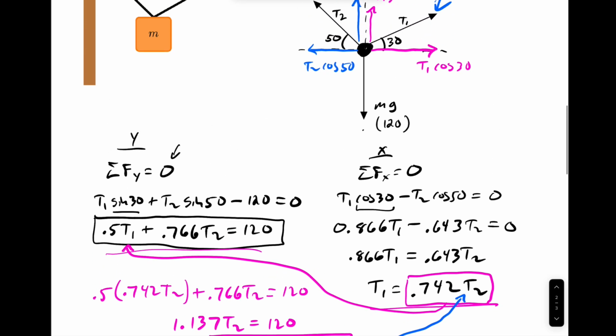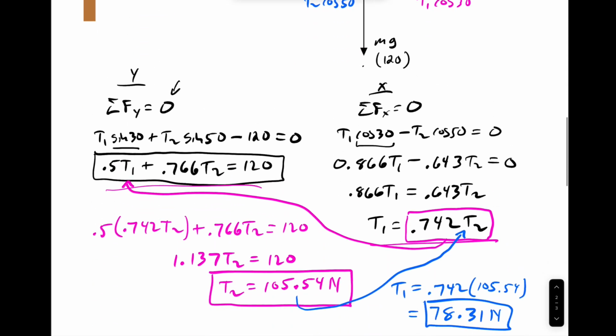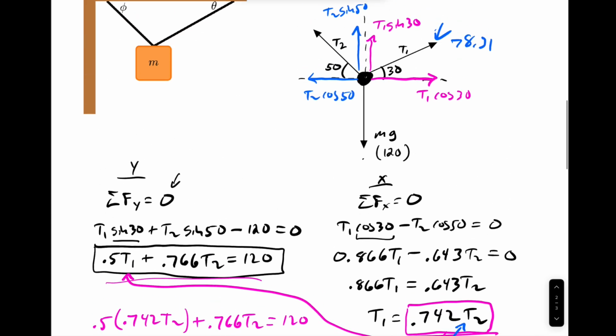Okay? So that means we just calculated the tension in both cables. In the first cable, T1, that turned out to be 78.31. And in the other cable, T2, that turned out to be 105.54. Okay? Done.